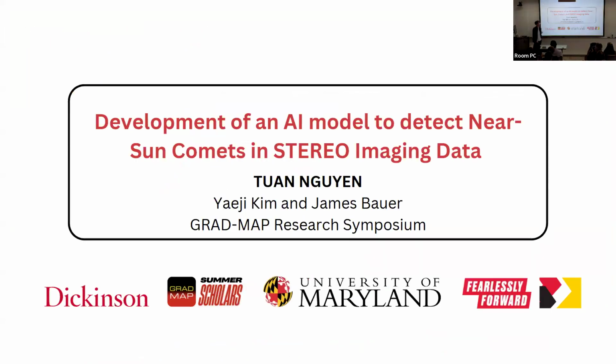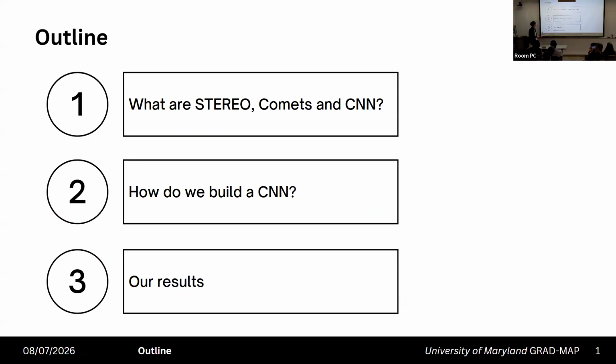I'm from Dickinson College, and this summer I worked on a project developing an AI model to detect Sungrazing comets in STEREO images. From this title, you probably wonder what are Sungrazing comets, what is STEREO imagery, and what AI model did we use? It could be ChatGPT or Claude or whatever, but it's not. In my outline, we will talk about what are STEREO, comets, and CNN, and how we built our CNN, and our results at the end.